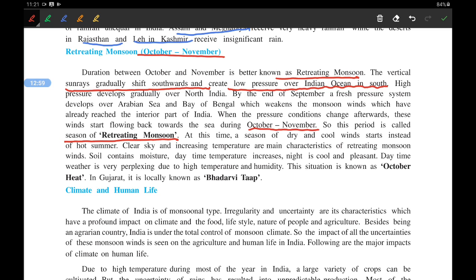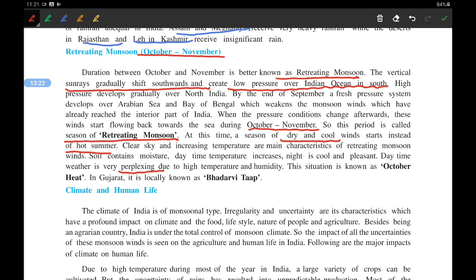At this time, a season of dry and cool wind starts instead of the hot summer. Clear sky and increasing temperature are the main characteristics of a retreating monsoon. Soil contains moisture. Daytime temperature increases. Night is cool and pleasant. Daytime weather is very perplexing and confusing, right?